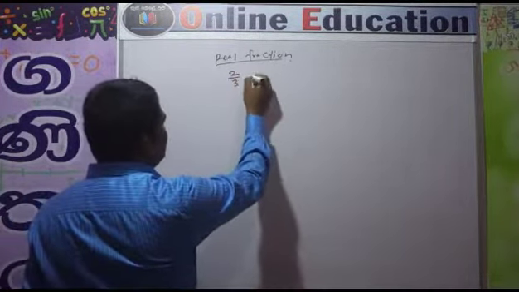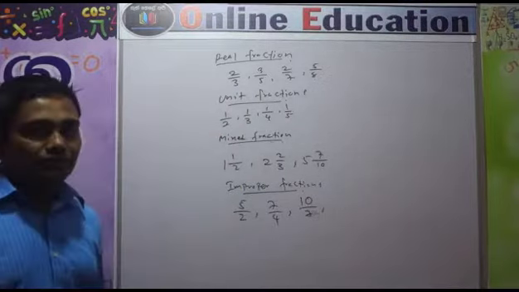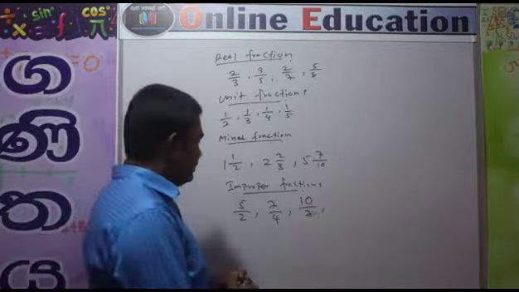Next one, improper fractions. If the numerator value is greater than the denominator value, that is an improper fraction. For example, 5 over 2, 7 over 4, 10 over 6, 10 over 7. These are the examples.